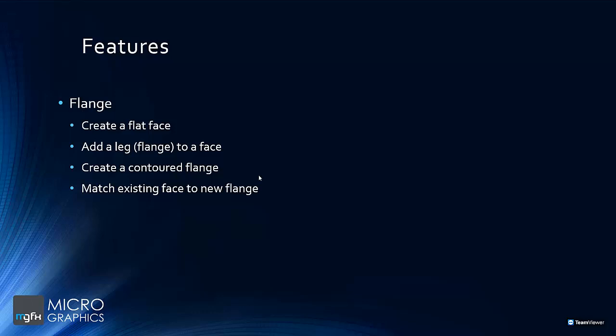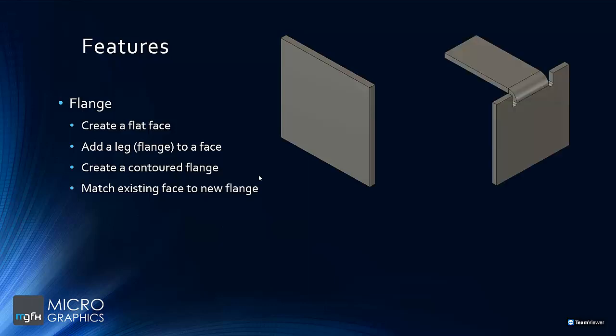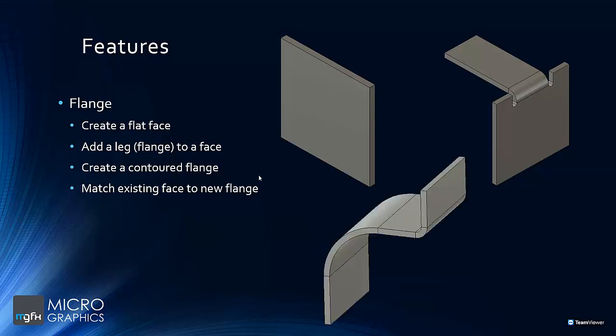The flange tool can be used to create flat faces. As you can see on the image there, just a simple flat face. It can be used to add a leg or flange to an existing flat face. That second image there shows the part has been bent with extra material added to it. You can also create a sketch with a contour, and then you're able to create essentially a rolled form or contour flange shape from that sketch. So we can see there the sketch would have described the bends, and then the flange gives it the length or depth of that part.